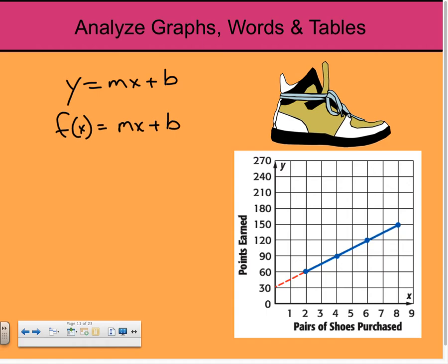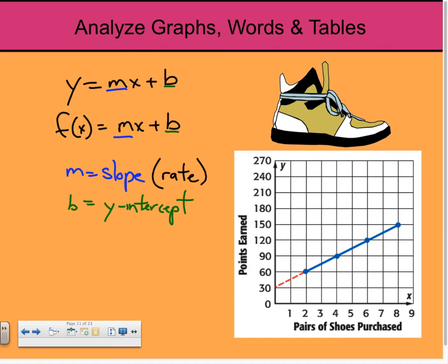The important thing to know is that there's two things we need in order to write an equation this way. We need to know the m, which is our slope, and we need to know what b is. b is our y-intercept. When we're talking about equations, we talk about slope and y-intercept. When we talk about functions, these same things could be referred to as the rate, or the y-intercept could be referred to as the initial value.